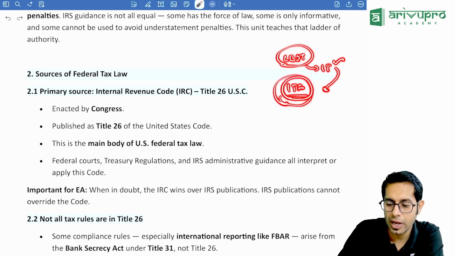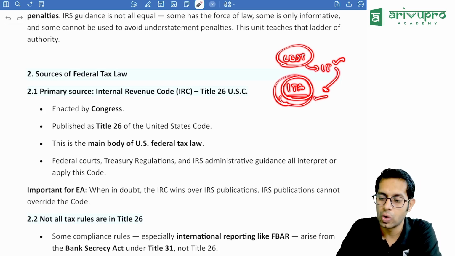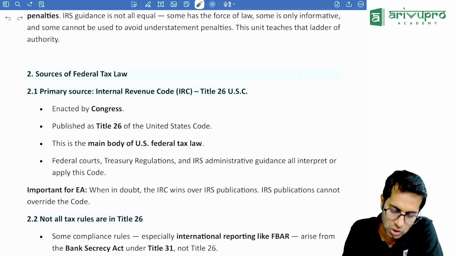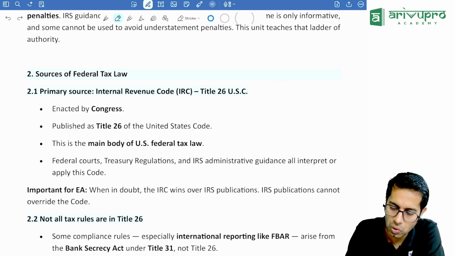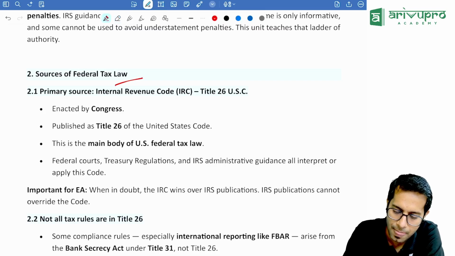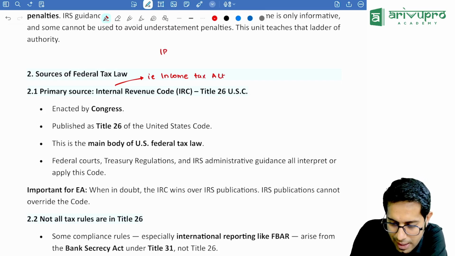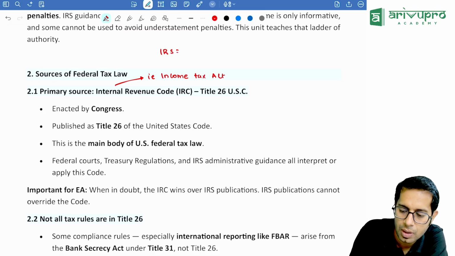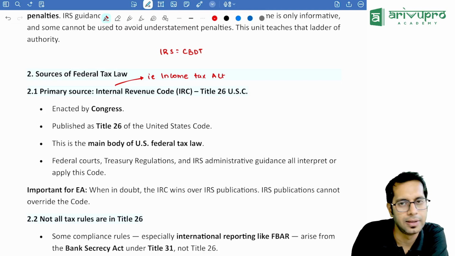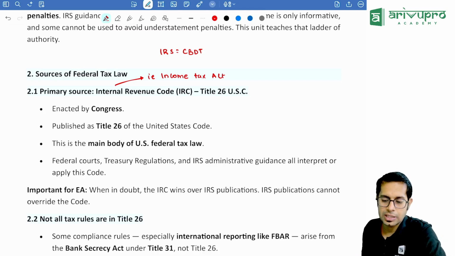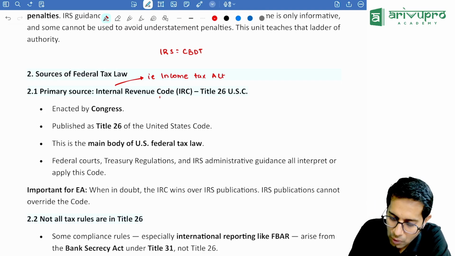Now, if I want to know why I am paying income tax, what is the reason, etc., you will have to go to the Income Tax Act. So this primary source is the Internal Revenue Code. I'll just give a reference, that is the Income Tax Act. So for the time being, IRS is equal to CBDT. Okay, so the primary source is the Internal Revenue Code, which is a book.